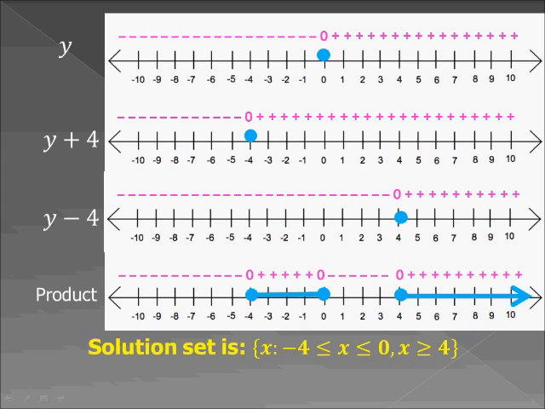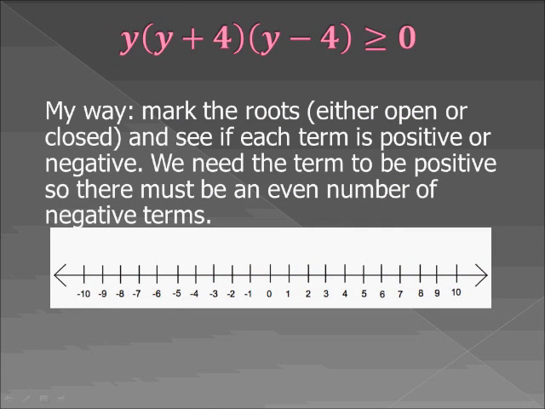Look, you're not going to want to do this. Alright, so this is the way I'm going to tell you how to do it. Mark the roots either open or closed depending on whether it's a greater than or equal to sign or a greater than sign, etc. And see if each term is positive or negative in each range.